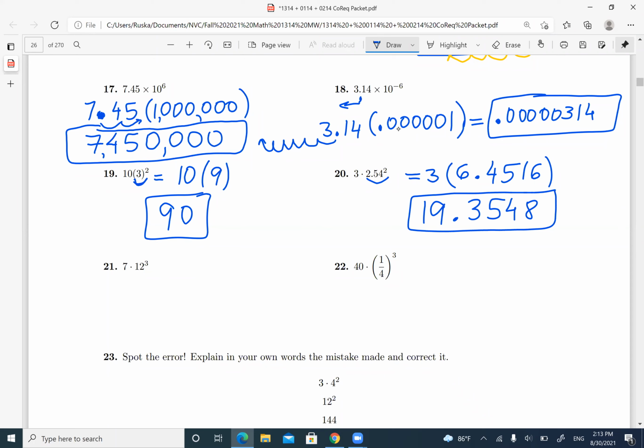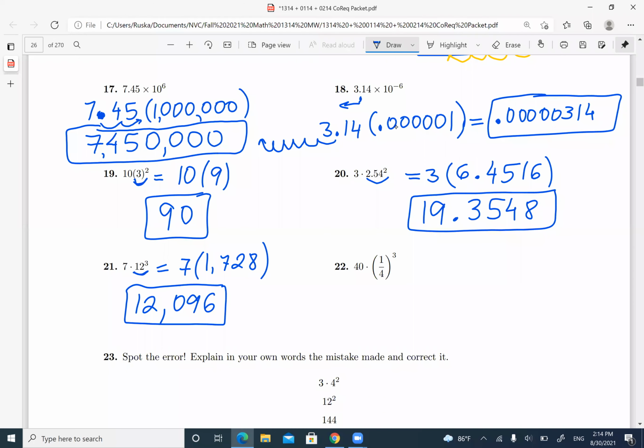Okay, now let's go ahead and do number 21. Here we have to do the exponent first. Remember, don't multiply 7 times 12. I need to see what 12 cubed is, which means 12 times 12 times 12, 3 times. Okay, somebody's giving me the answer. Thank you. 1,728, that's right. And then I multiply 1,728 by 7, and it gives me 12,096.